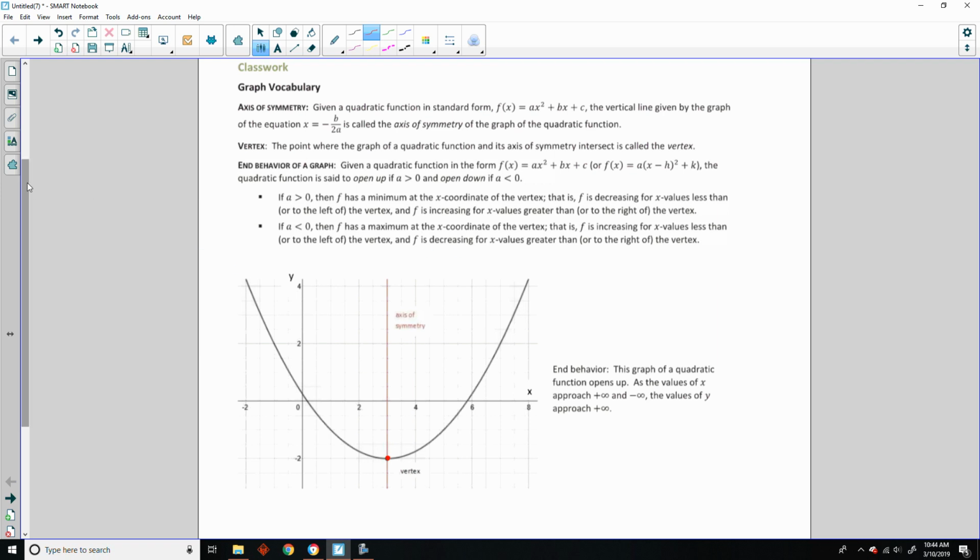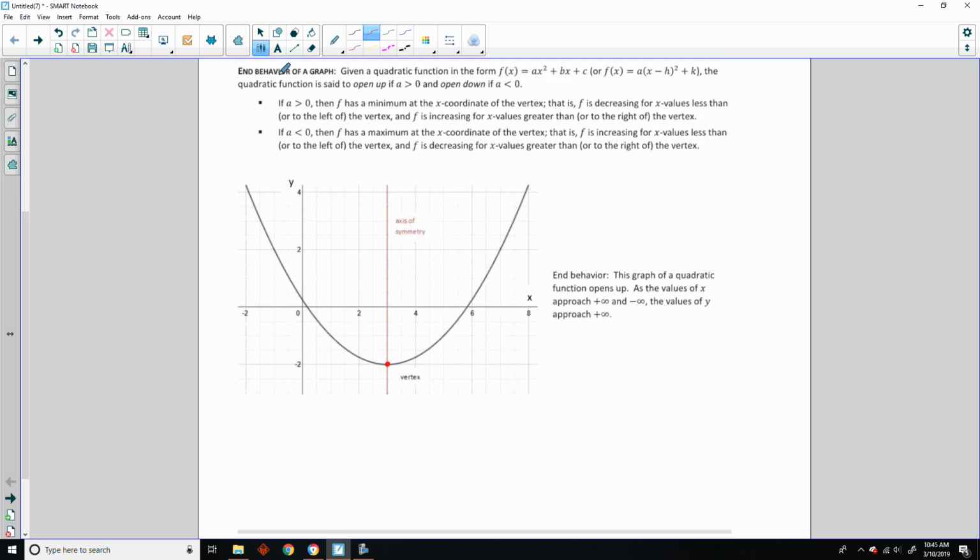Okay, moving on, end behavior. The end behavior of the graph, they're talking about what's going on at the ends. Well, this is a continuing function. It goes on forever and ever and ever. So what you really do is say, if you got this little dude standing here, okay, here's this little dude.